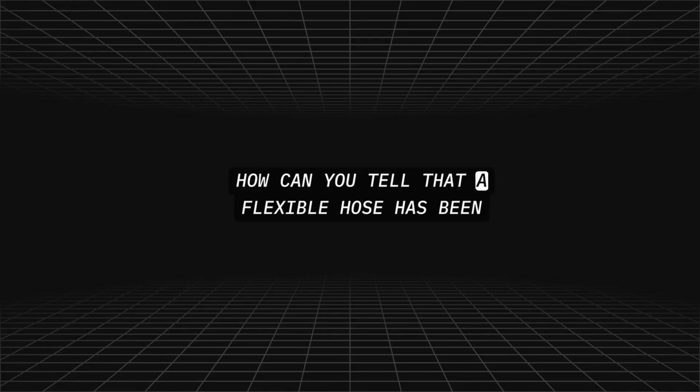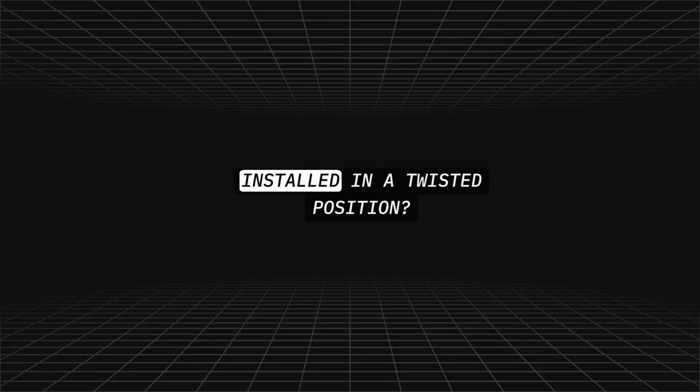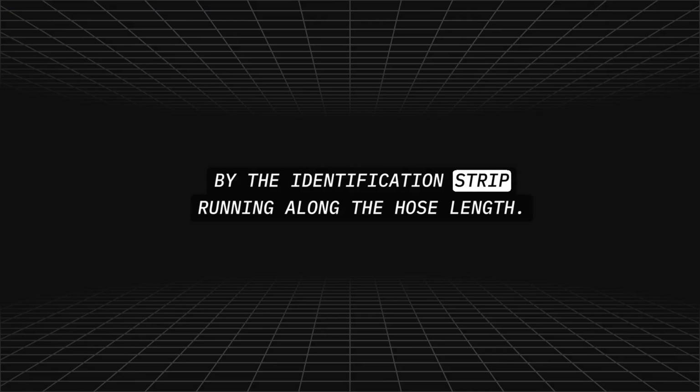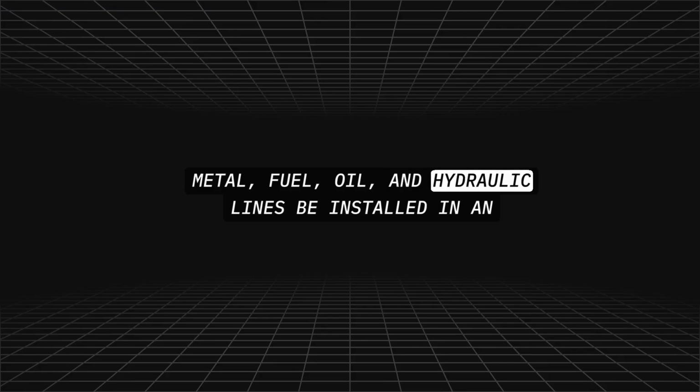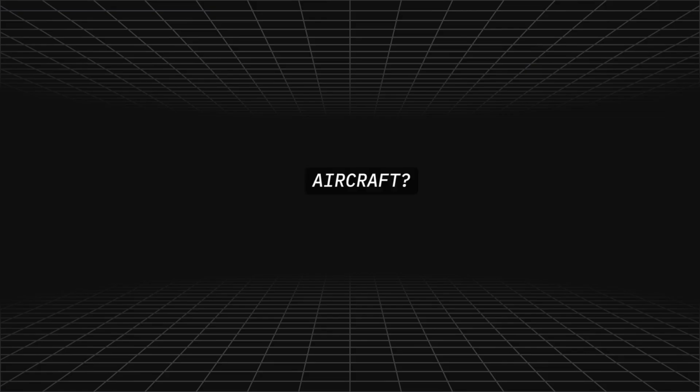How can you tell that a flexible hose has been installed in a twisted position? By the identification strip running along the hose length. In addition to being securely clamped in place, how should metal, fuel, oil, and hydraulic lines be installed in an aircraft?